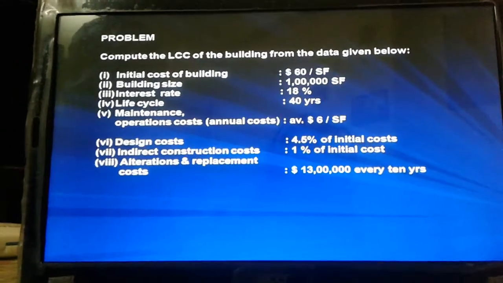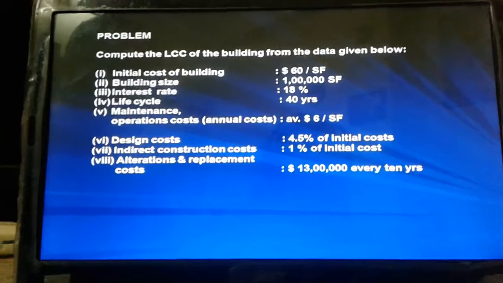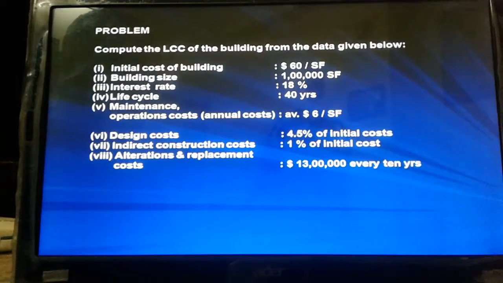So we will see how this particular computation of LCC is carried out in the next module.